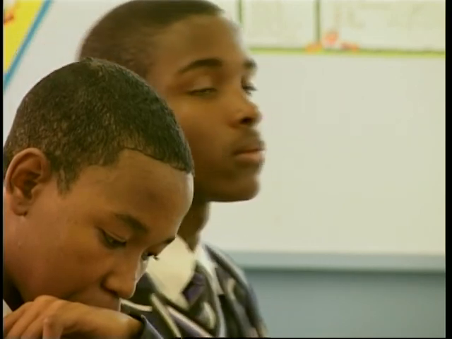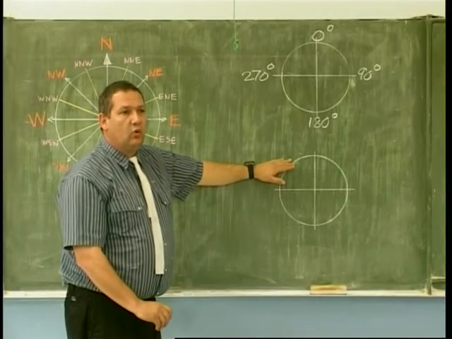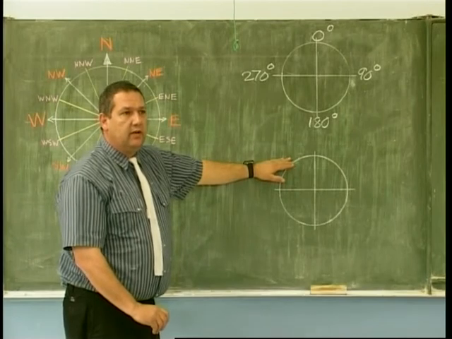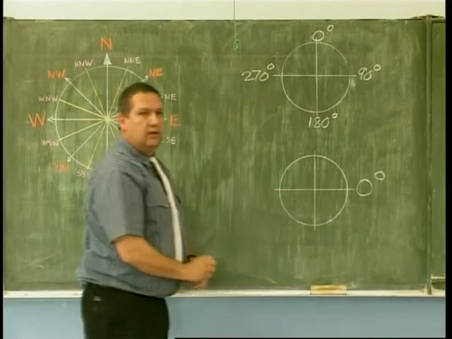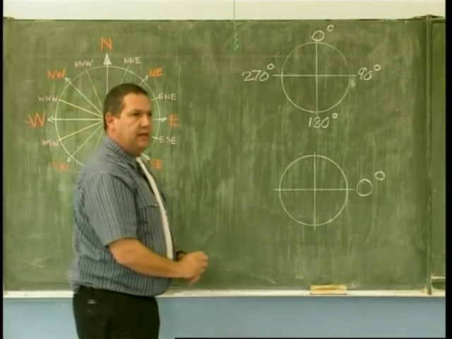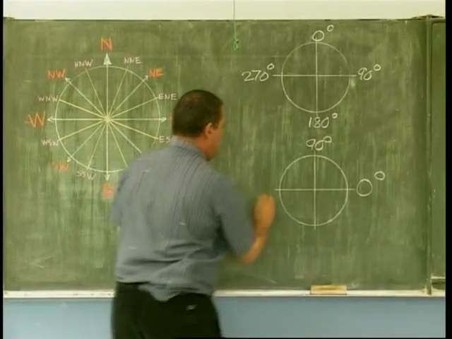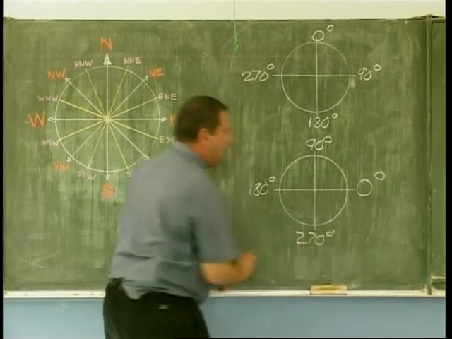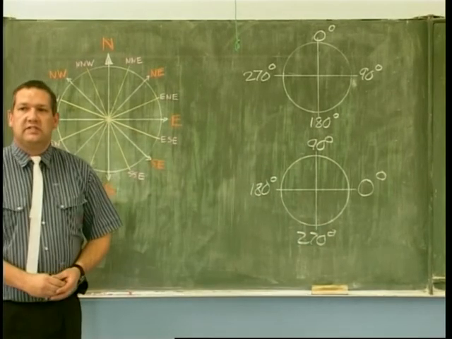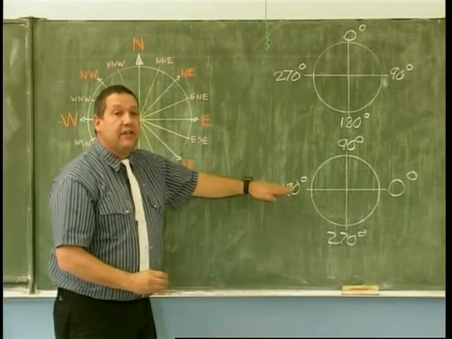In mathematics, it's different. Look at your protractor again. Where is the 0? Where is the 90? Where's the 180? 0 is on the side. Where's the 90? At the top. Here's 180. There is 270. And back to the beginning for 360. So when you work with mathematics, you must remember this one.